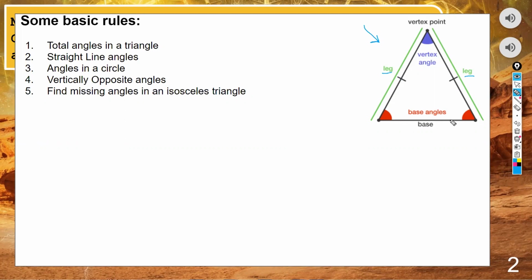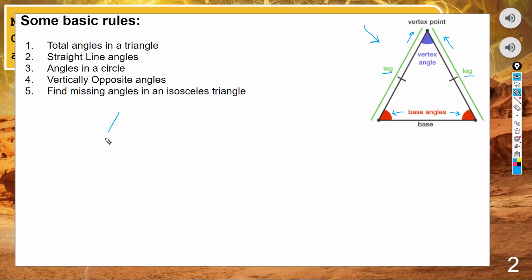The other side, which does not have the same length as the legs, his name is usually called the base. And as you all recall, the base angles are always equal. So if he is 45 degrees, the other red one, without any calculation, will be what? 45 degrees. Where the two legs meet, you call that the vertex angle. The blue angle, the vertex angle, will not be equal to the red angles. Only the two red angles are the same.